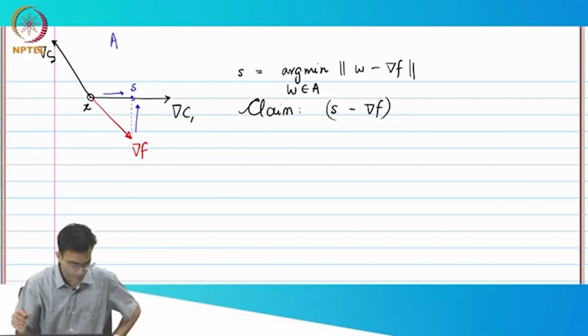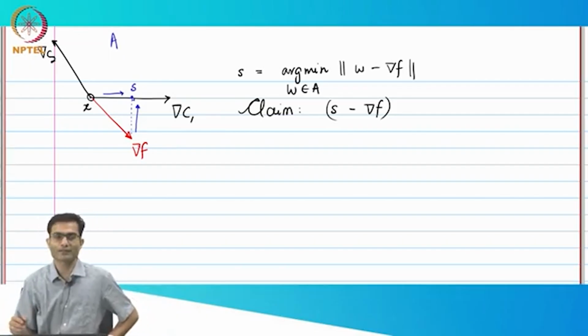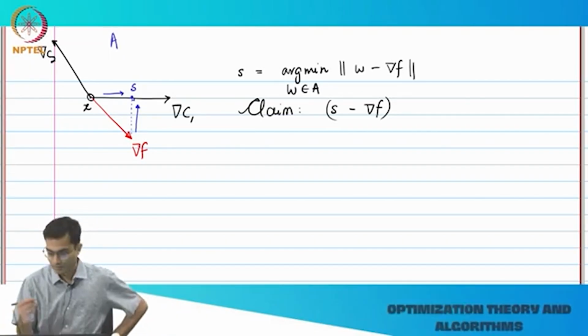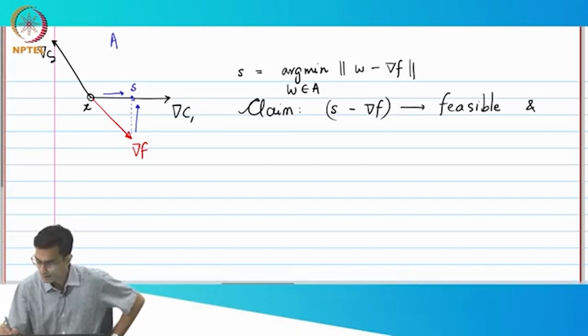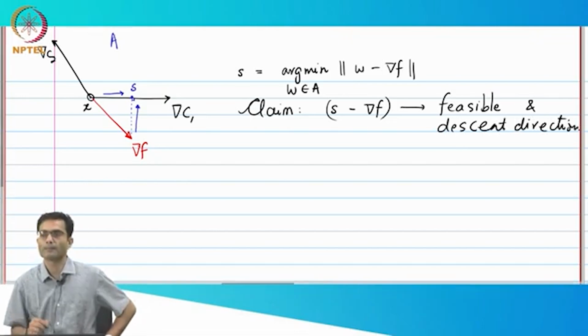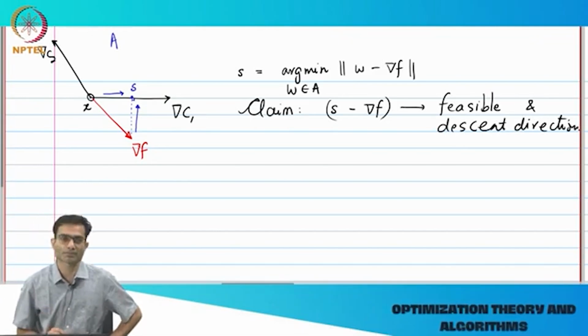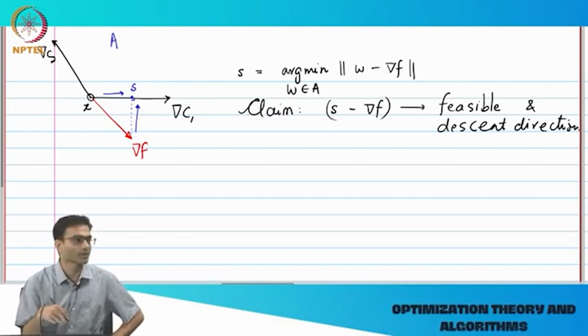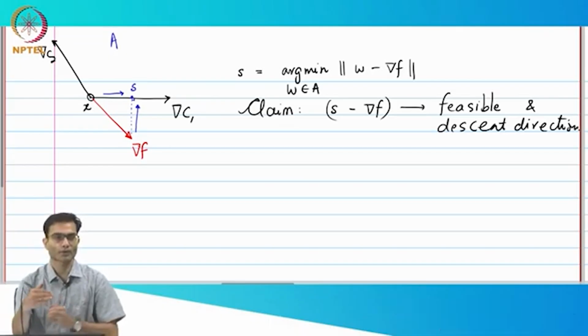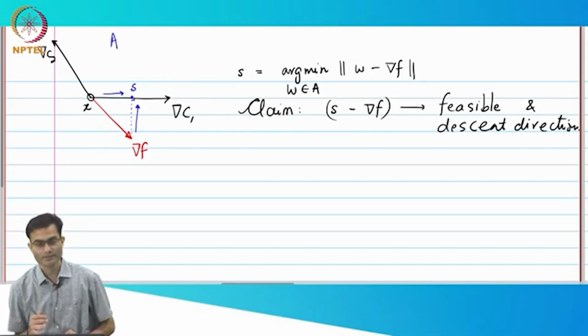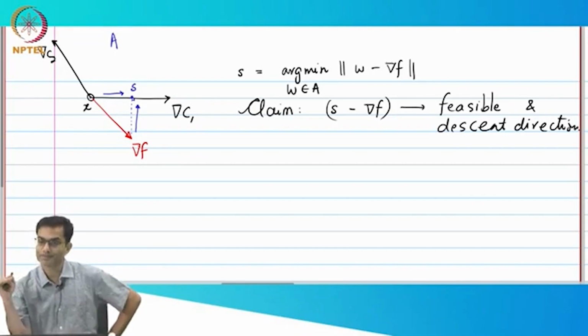So, the claim is that this S minus grad f is a very interesting vector because, well, you will see, it is both a feasible direction and a descent direction. We will show this. We will show this using simple geometry, that this new funny object that we have created from grad f, we got the projection point, and then I got this difference vector S minus grad f. This is both a feasible and a descent direction.